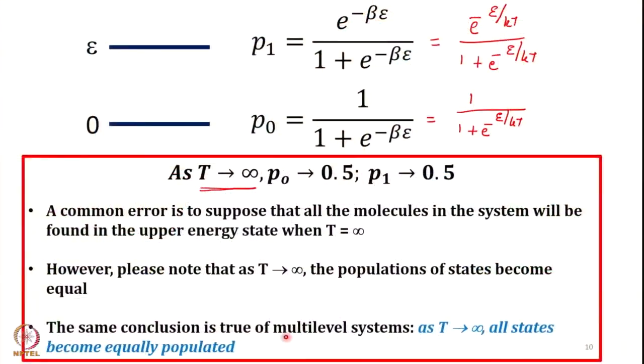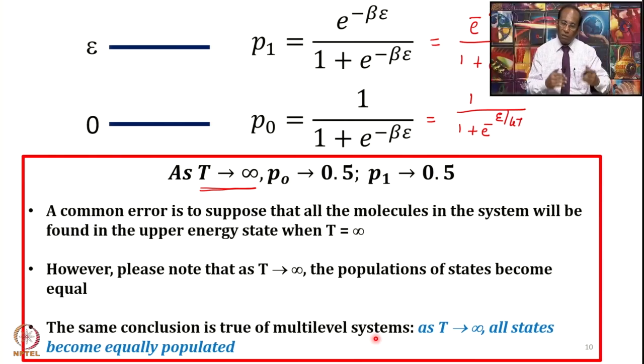So, we can generalize that the same conclusion is true for multi-level systems. Here we talk about a two-level system, but the conclusion can be extended to multi-level systems. That is, as T approaches infinity, all states become equally populated. Remember that. It is not that when T approaches infinity, all the molecules from the ground state are populated in the excited state. No. When T approaches infinity, all states become equally populated.